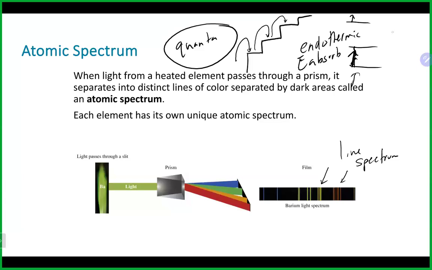Obviously, if it's going the opposite way, if it's starting up high and coming back down, that's going to be exothermic. The atom needs to release that energy from that electron, and it's going to give off that energy to the surroundings to allow the electron to drop back down. So that would be exothermic. Going to release energy.